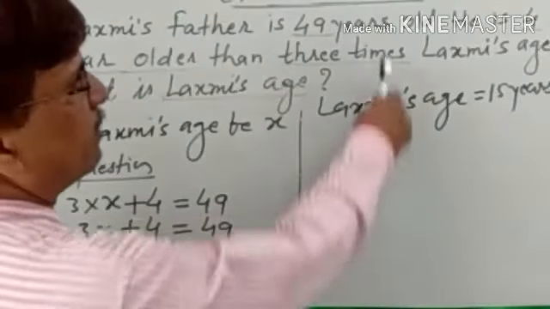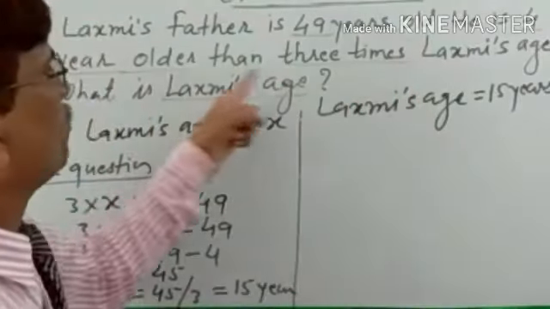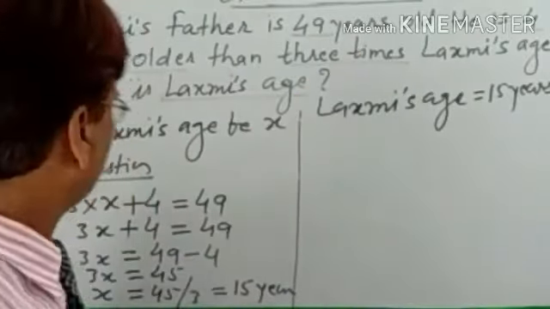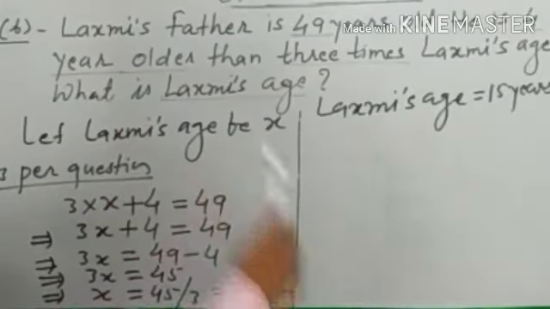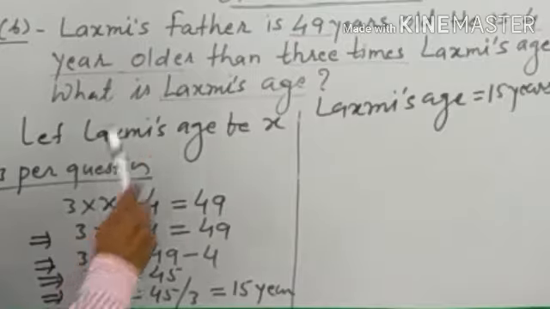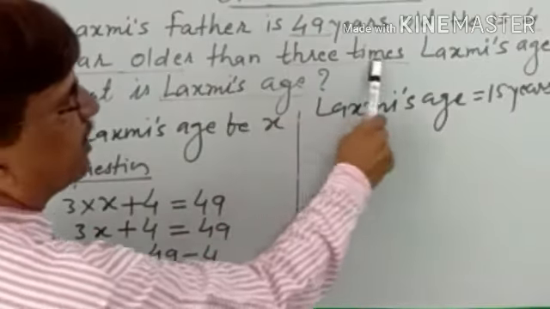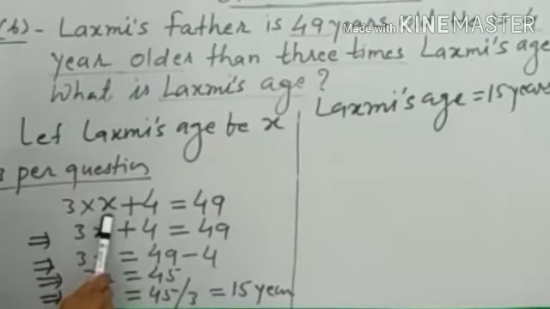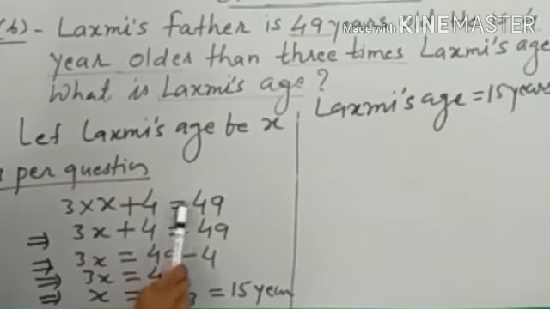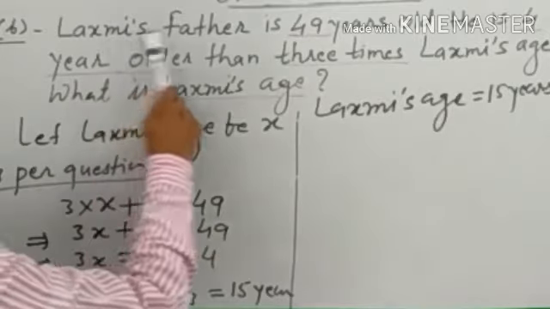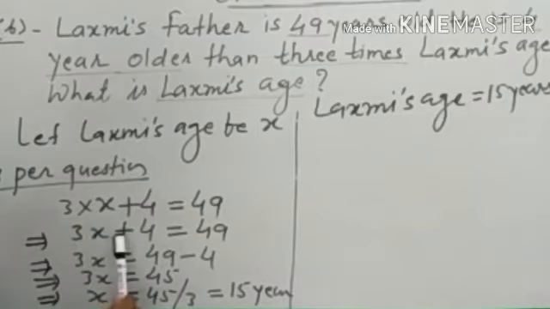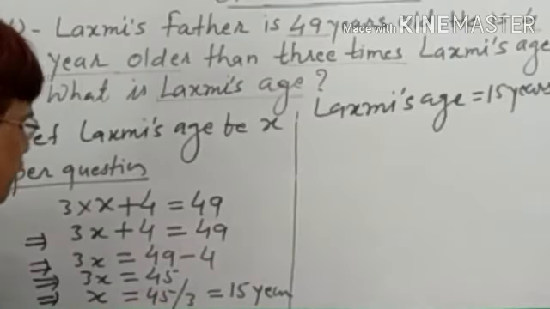Lakshmi's father is 49 years old. He is 4 years older than 3 times Lakshmi's age. What is Lakshmi's age? Let Lakshmi's age be x. Now, as per the question, 3 times Lakshmi's age, so 3x. 4 years older, so plus 4 is equal to 49 because his father is 49. So the equation is 3x plus 4 is equal to 49.